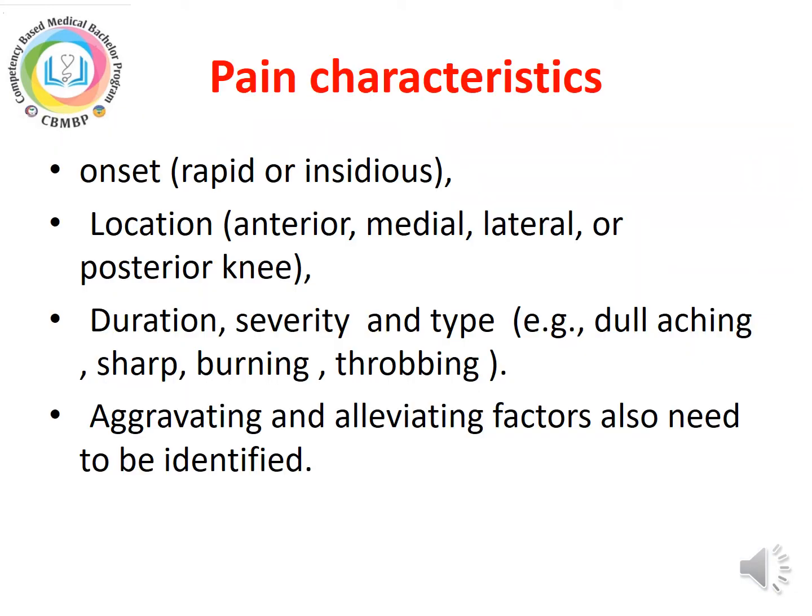So the pain characteristics are very important. We would like to know the onset, whether it is a rapid onset or insidious onset of pain, and the site of pain, whether it's anterior, medial, lateral, or posterior knee pain. The duration is very important to differentiate between acute and chronic knee pain. The severity: mild, moderate, severe. The type of knee pain: dull aching, sharp, burning, throbbing. The aggravating and alleviating factors also need to be identified.